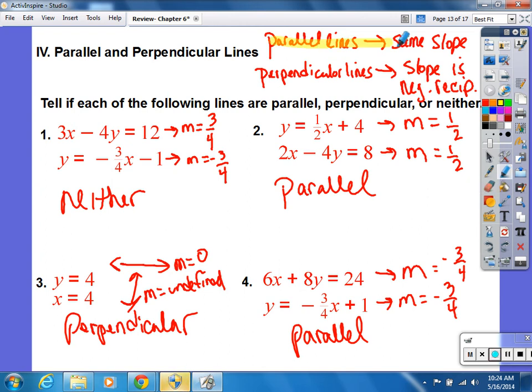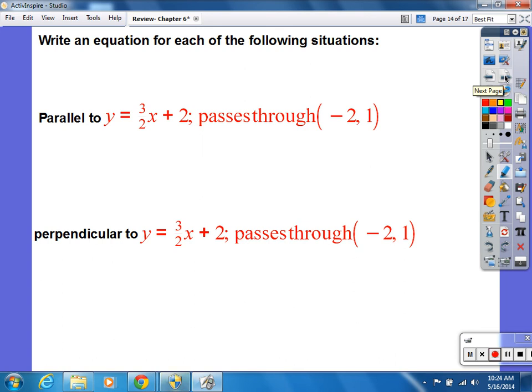In parallel lines, we know that the slopes are going to be the same. In perpendicular lines, we know that the slopes are going to be the negative reciprocal of each other. What we're going to do here is talk about writing an equation when we're given a particular set of situations. So, for example, the first question here wants us to write an equation for a line that is parallel to y equals 3 halves x plus 2 and passes through negative 2, 1.